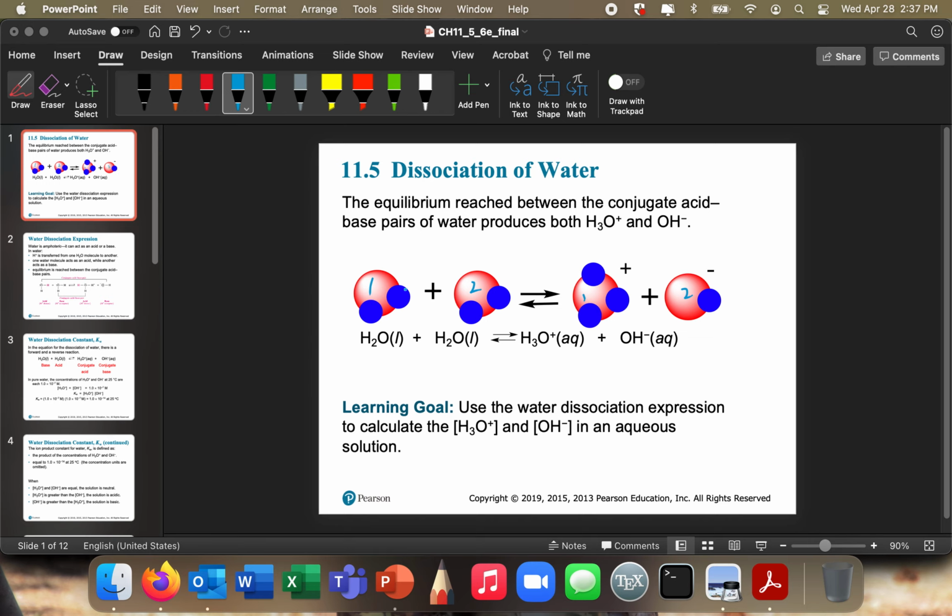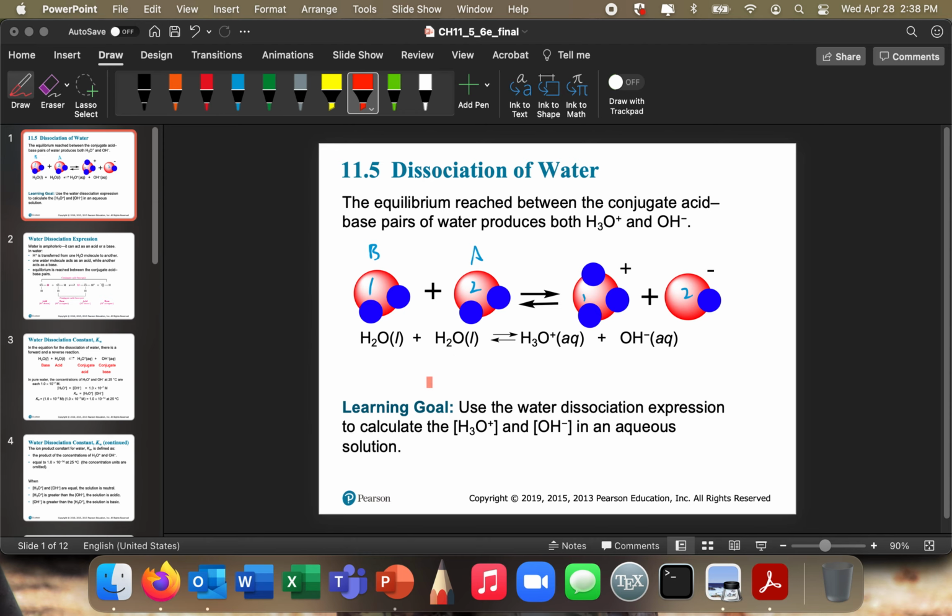Can you see that 1 is accepting a blue sphere from 2, right? Because 2 starts out with 2 and goes to 1. 1 starts out with 2 and goes to 3, right? So you can see this is acting as a base, and this one is acting as an acid because it's donating an H plus ion, right? That's exactly what happens. Water acts as an acid and a base, and it's called autoionization.